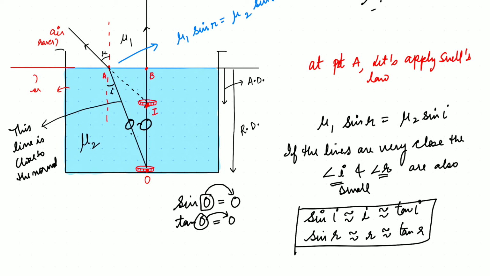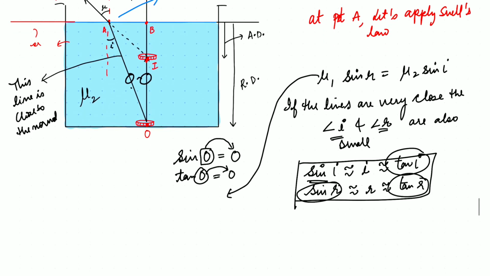So what I'm going to do here is write tan i instead of sine i, and tan r instead of sine r. So in this equation, I will write nu1 times tan r equal to nu2 times tan i. I hope you guys can follow.